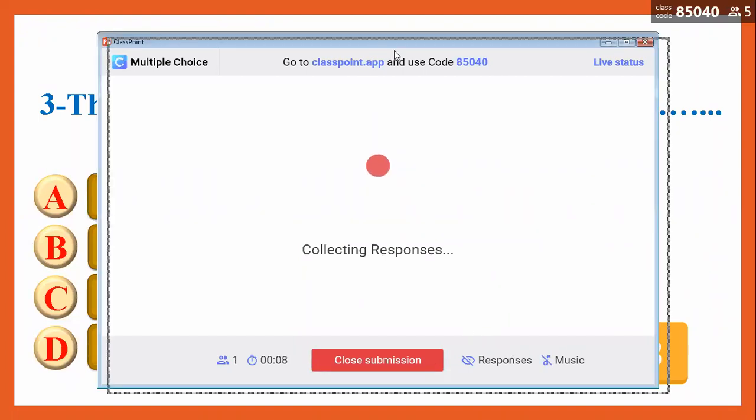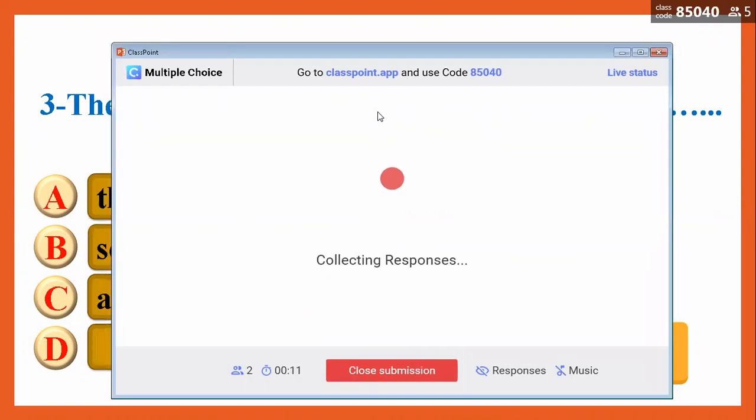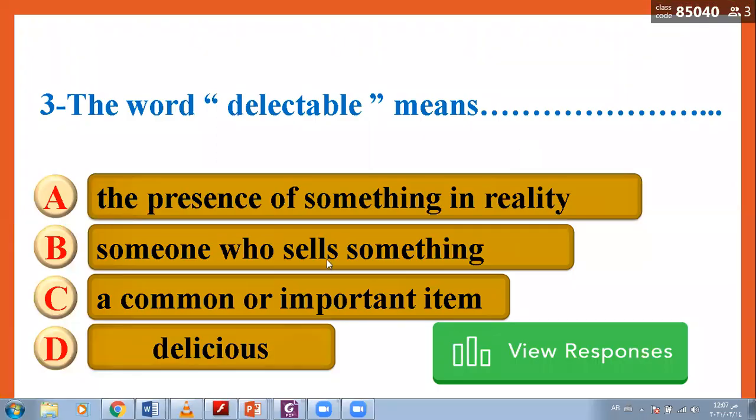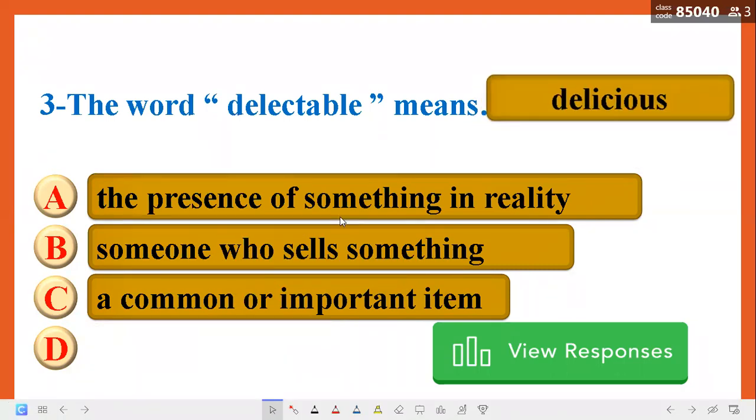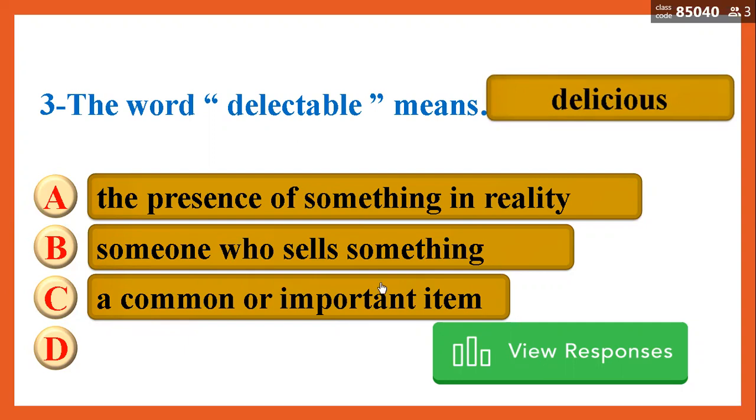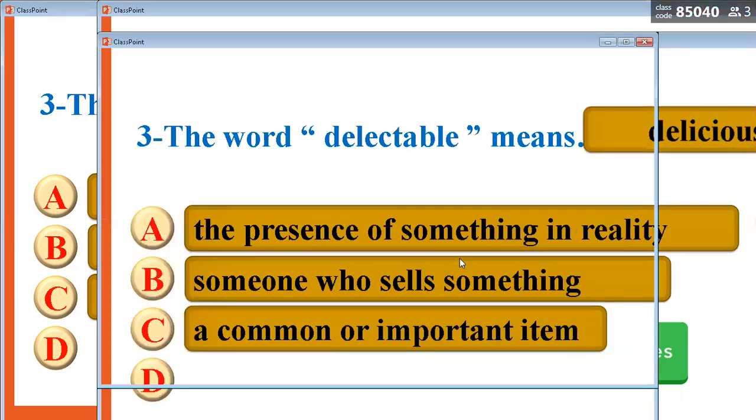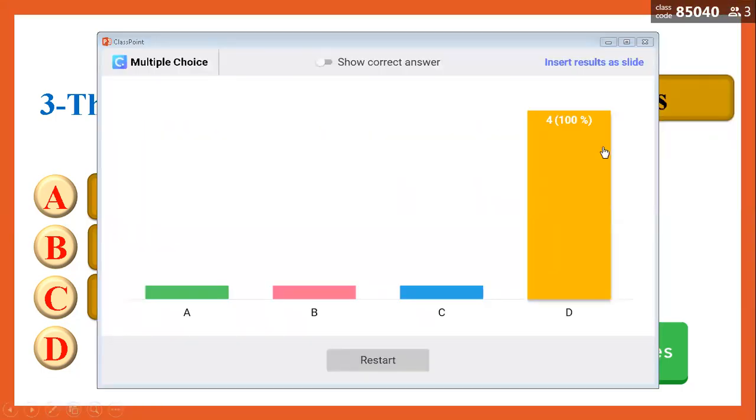Okay, my dear students, I want to thank you for your attendance and for your participation. Thanks a lot. Now let's see the answer for question number 3. As you see, the answer is letter D, and your answer is right. Thanks a lot, my dear students. You choose letter D. Yes, it's right.